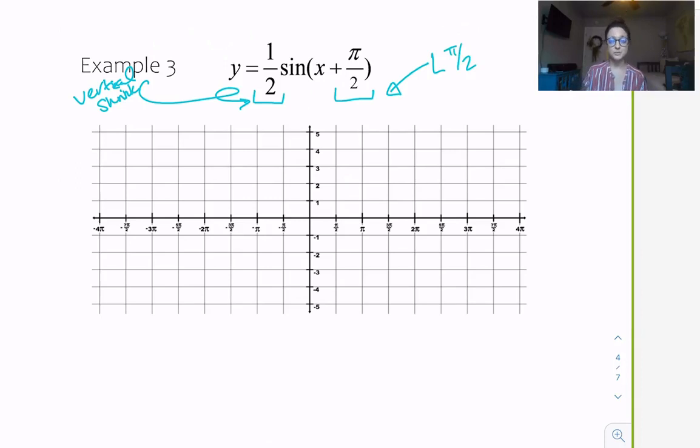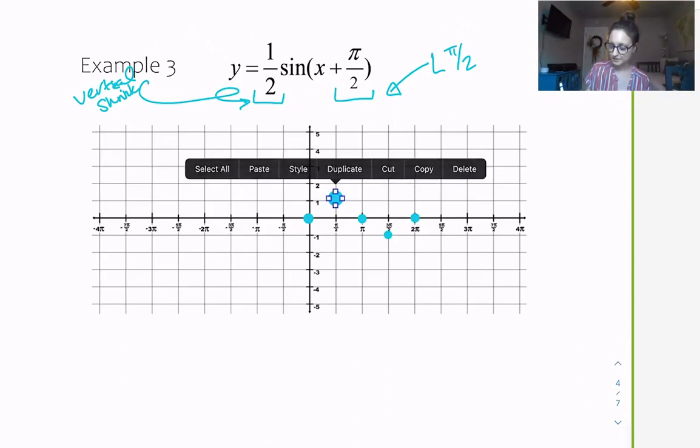Okay, so let's start with those 5 important points from the parent function. So for sine of x, where do we start? At 0, 0 or 0, 1? For sine, we start at 0, 0. So I've got my y equals 0. Then as I move every pi over 2, then I go up to 1, then down to 0, down to -1, and back to 0. Okay? All right.